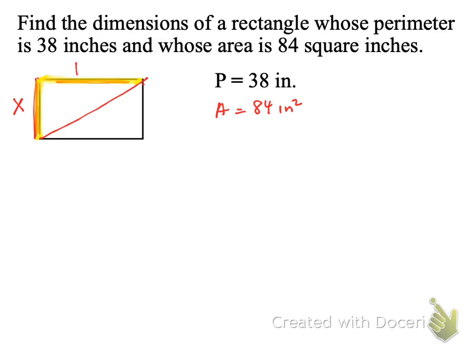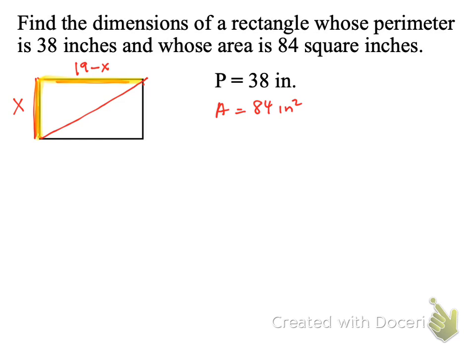19 minus x. You guys understand? How did you get 19? Well, they said the perimeter, the whole thing around, is 38. So that means that half of it has to be 19.